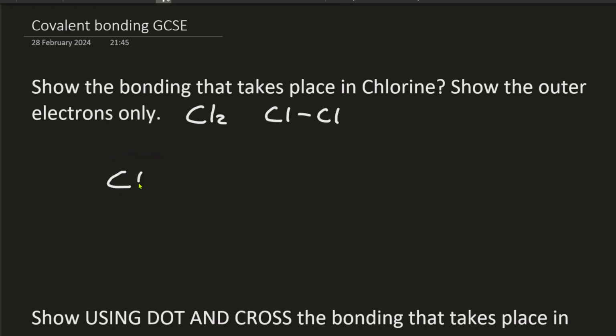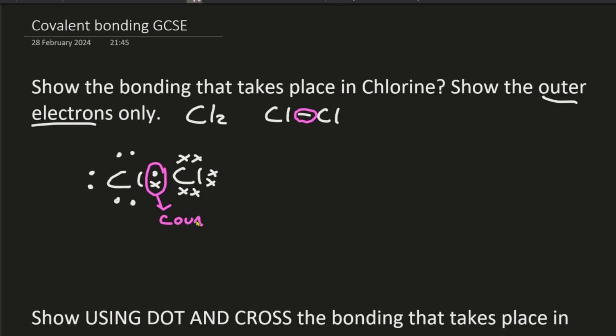So we've got chlorine over here. Now chlorine, we're only going to show the outer electrons only. So show outer electrons. And so chlorine has 7 electrons. So 1, 2, 3, 4, 5, 6, 7. And then the other chlorine has 1, 2, 3, 4, 5, 6, 7. And so these ones in the middle are the shared pair of electrons, or that single bond over here. Okay, this is the covalent bond.